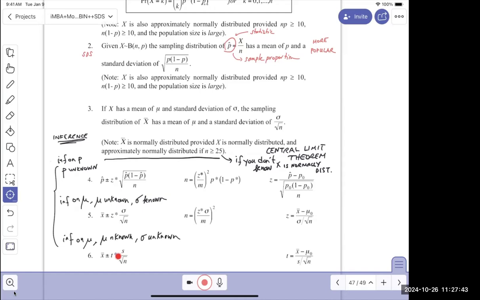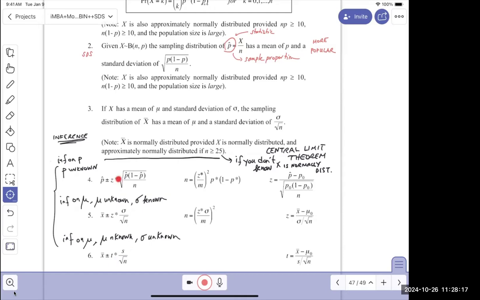S is the best or unbiased estimate of sigma. Unbiased just means that in repeated sampling, theoretically, on average, S, the sample standard deviation, is the best predictor of sigma. And because I substitute S for sigma, I have to introduce a new distribution called T in place of Z. And honestly, that's basically the course. You just have to practice and practice so you're confident with all these.